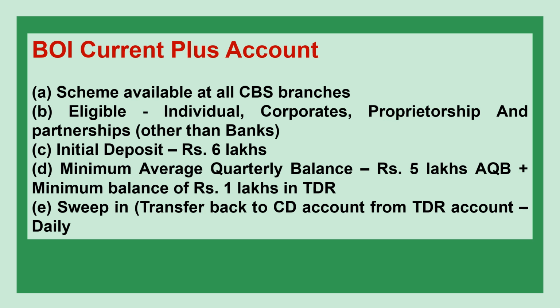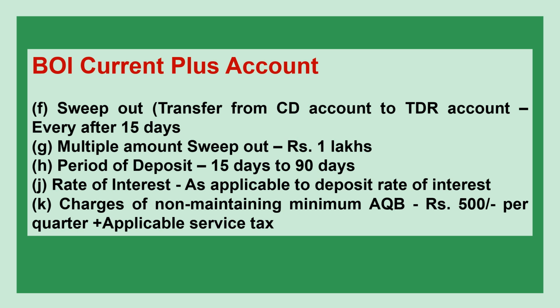Minimum average quarterly balance rupees 5 lakhs AQB plus minimum balance of rupees 1 lakh in TDR. Sweep in: transfer back to CD account from TDR account daily. Sweep out: transfer from CD account to TDR account every 15 days. Multiple amount for sweep out rupees 1 lakh.